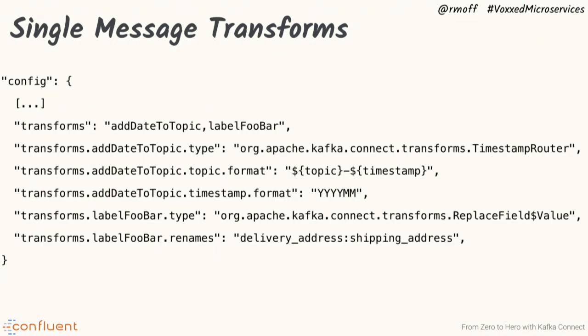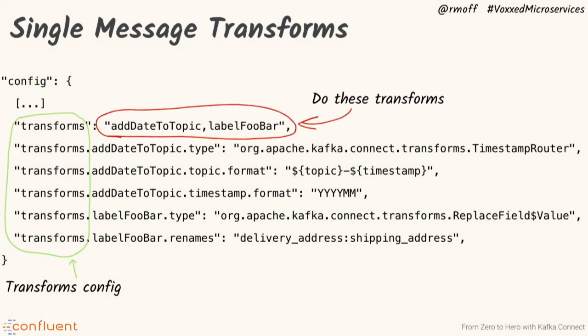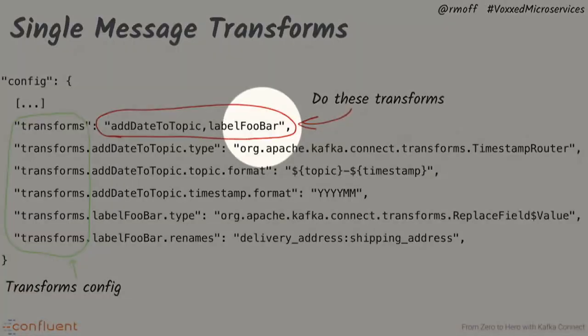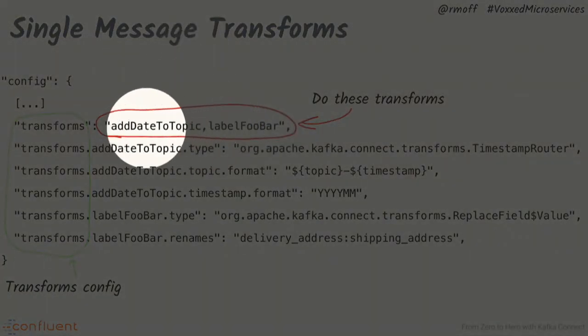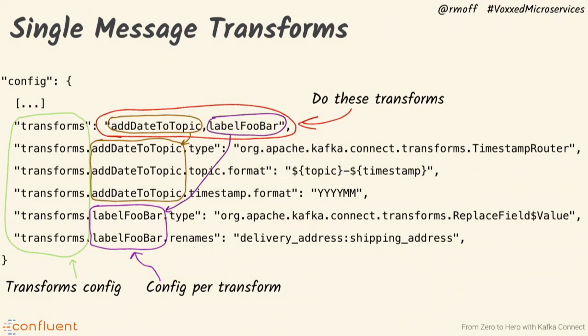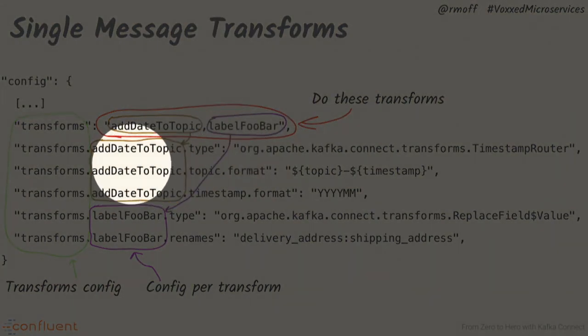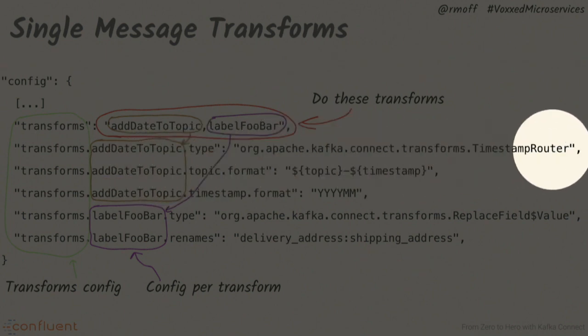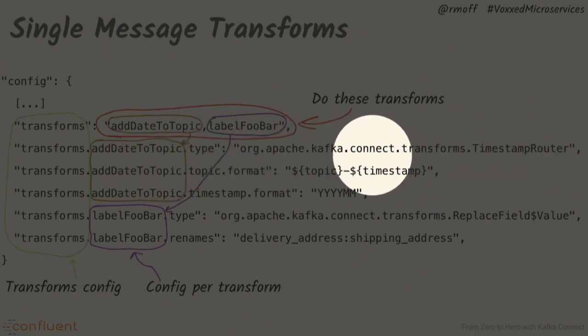To configure them, it's not particularly pretty. I'll be the first to admit it's not pretty. But you simply prefix your configuration with the transforms prefix. You label each of your transforms. So you've got two different transforms: one labelled foobar and one called add date topic, which is a much more sensible name. And then each of the transforms has got configuration. So you've got transforms.label, and then it's got a type. So in this case, it's a timestamp router. The timestamp router's got configuration.